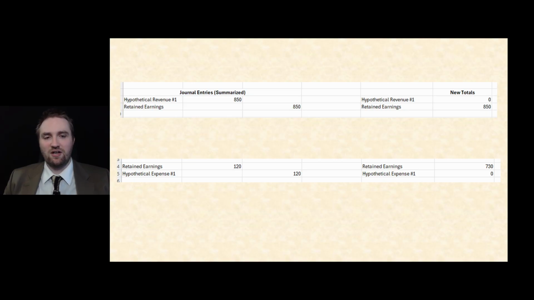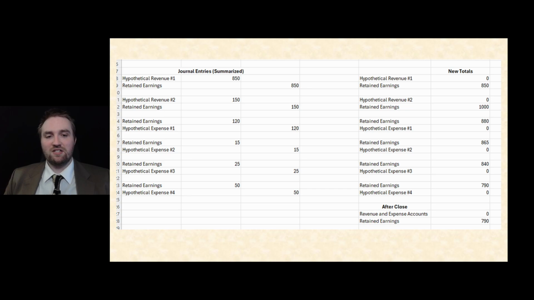Next, for each expense account used in that period, credit its final balance and debit that balance to retained earnings. For example, if hypothetical expense number 1 had a $120 balance, you would credit hypothetical expense number 1 for $120 and debit retained earnings $120. For our example, we'll repeat this until every expense and revenue account is zeroed out. At the end, you can see near the bottom that our retained earnings is $790.